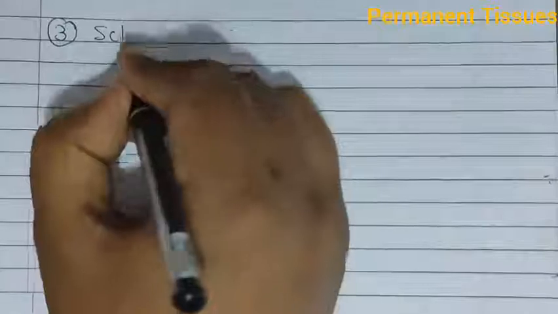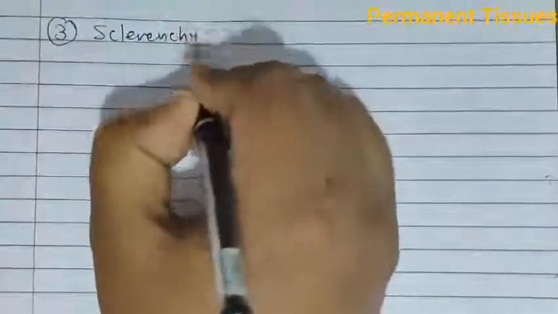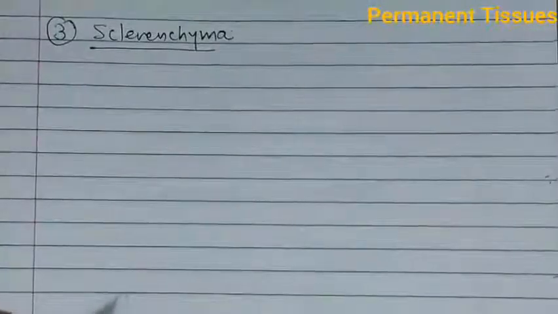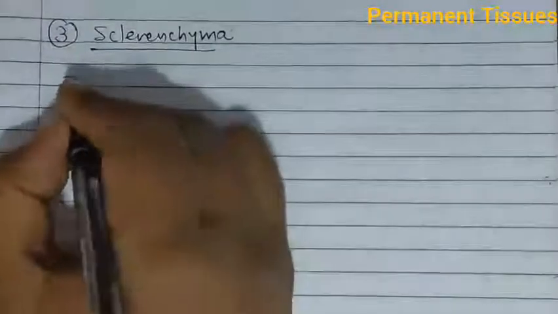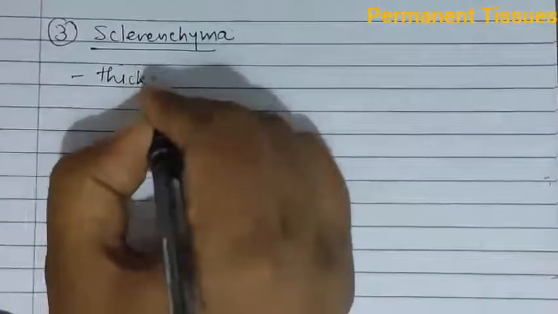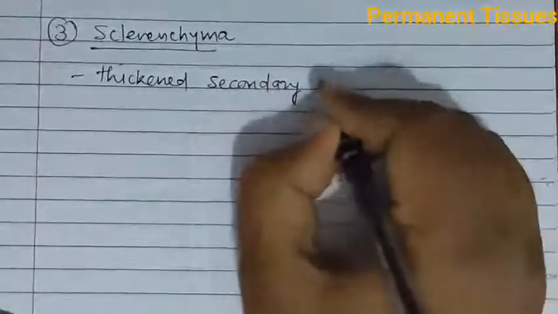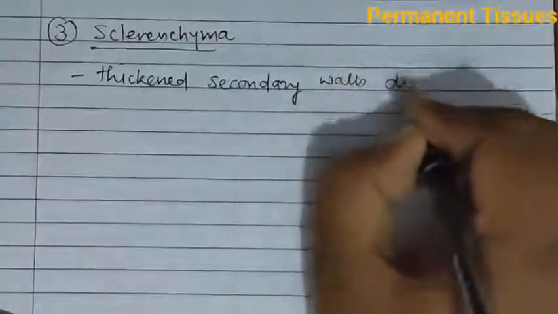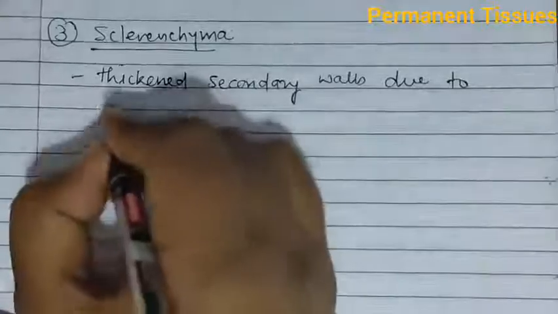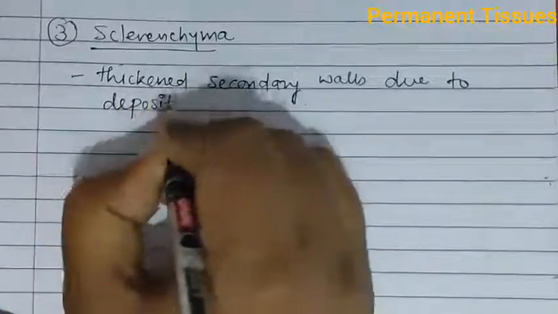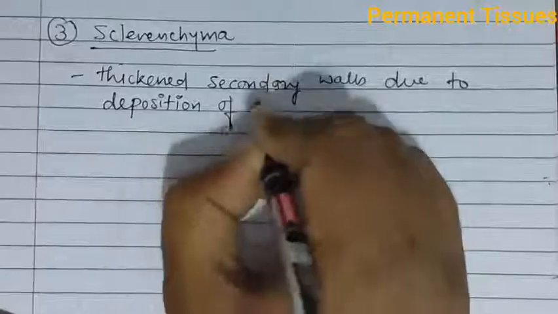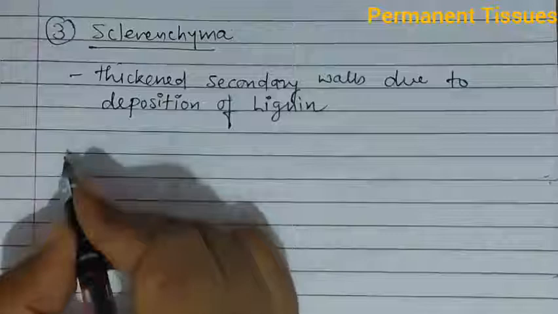The third type of simple permanent tissue is sclerenchyma. When we talk about sclerenchyma, they have thickened secondary walls due to deposition of lignin. These are dead, non-living cells.